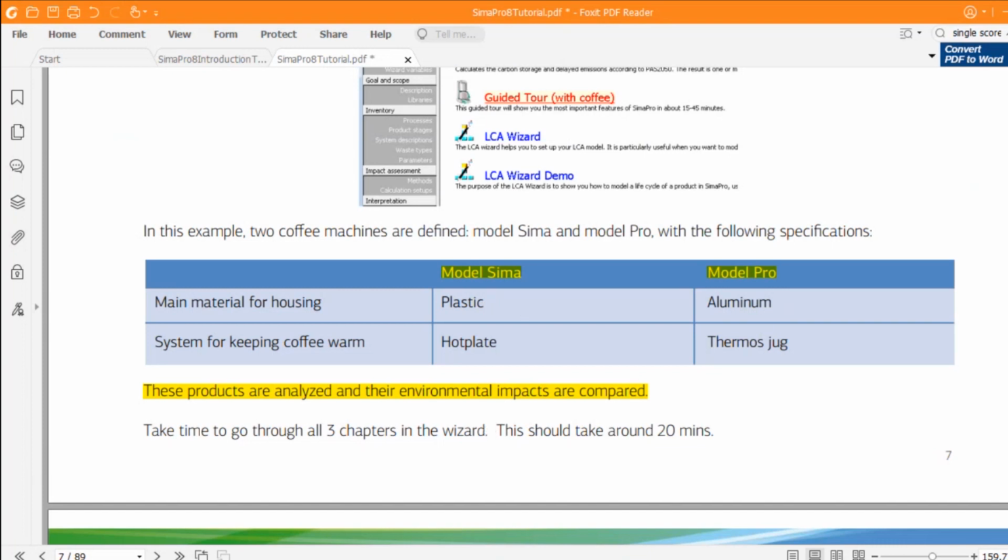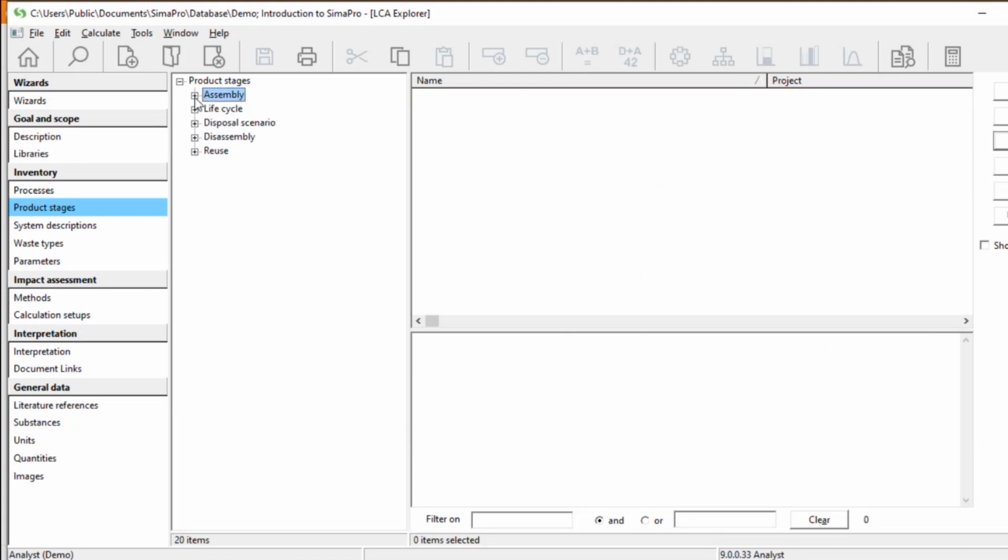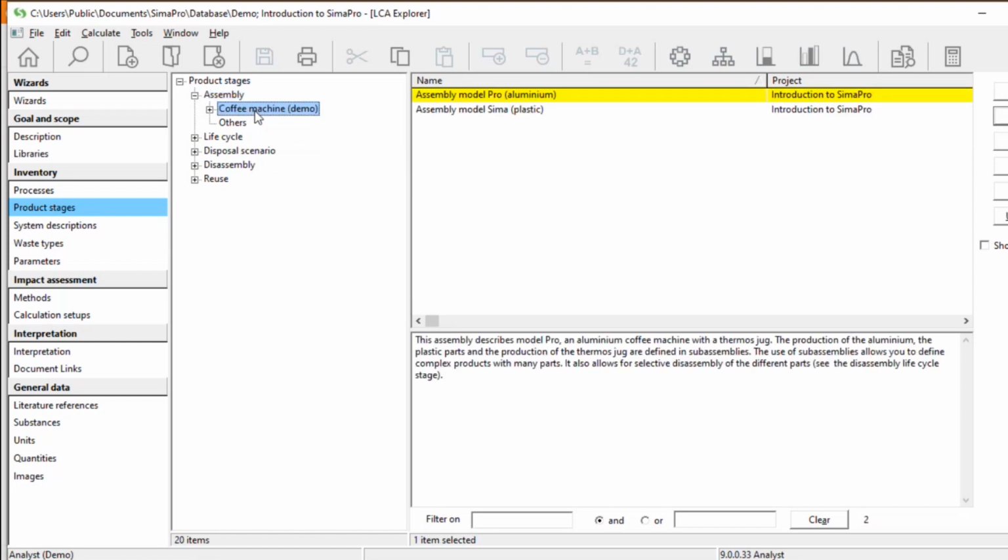We have already discussed the plastic hot plate. Today I will discuss it a little bit and then compare these two, and some other steps remain in this part of the tutorials. Let's start. If you watch those videos, especially the second one on SimaPro analysis, you will see that I discussed the assembly part of the coffee machine, especially the plastic one. So today I will discuss the aluminum one, and then we'll go through these other steps.